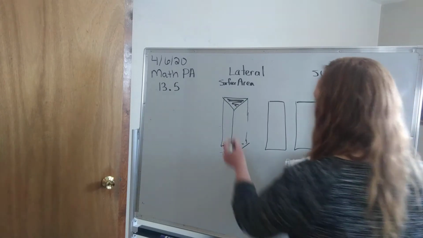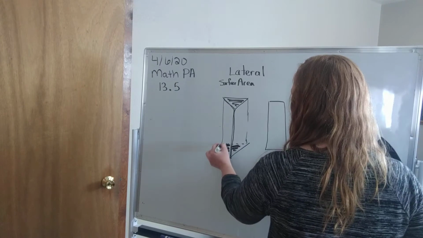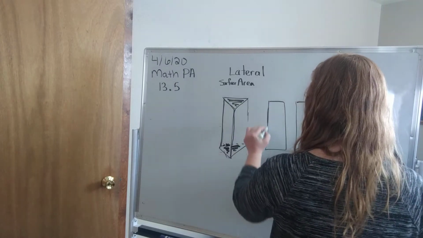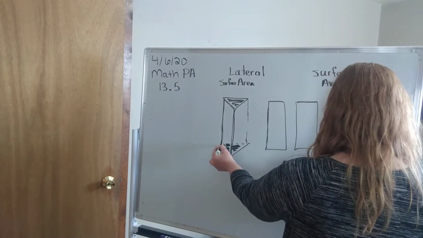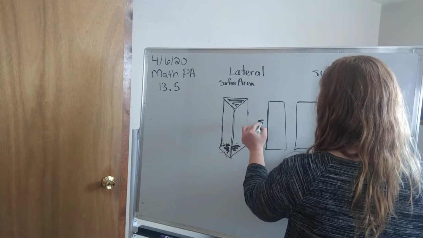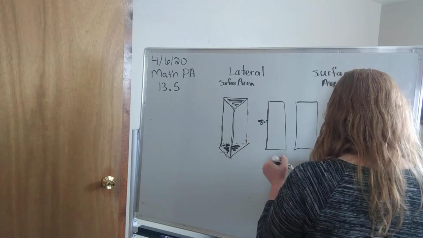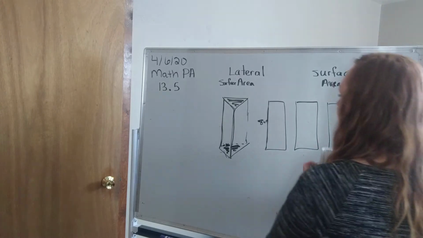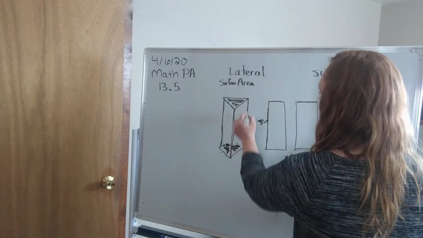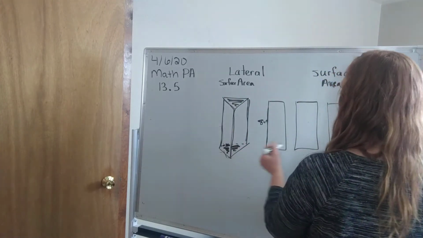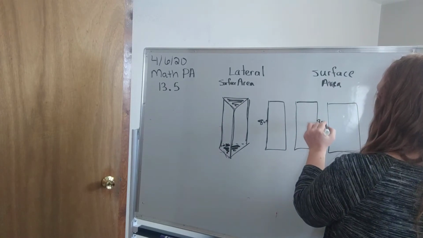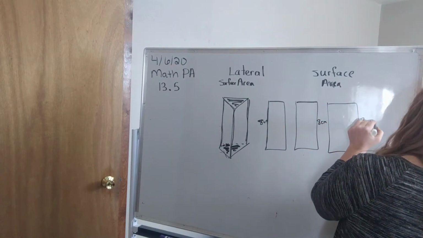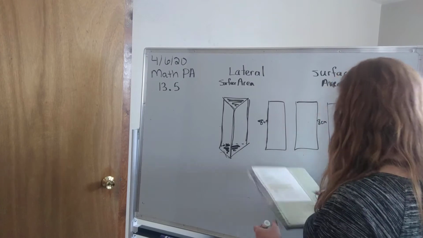So first let's talk about this rectangle right here. What is the height of this rectangle? 8 centimeters. Now, do we find that the rest of these are going to be 8 centimeters tall? Is this one going to be 8 centimeters? And then the back one? Yes. So each one is 8 centimeters tall. Its height is 8 centimeters.